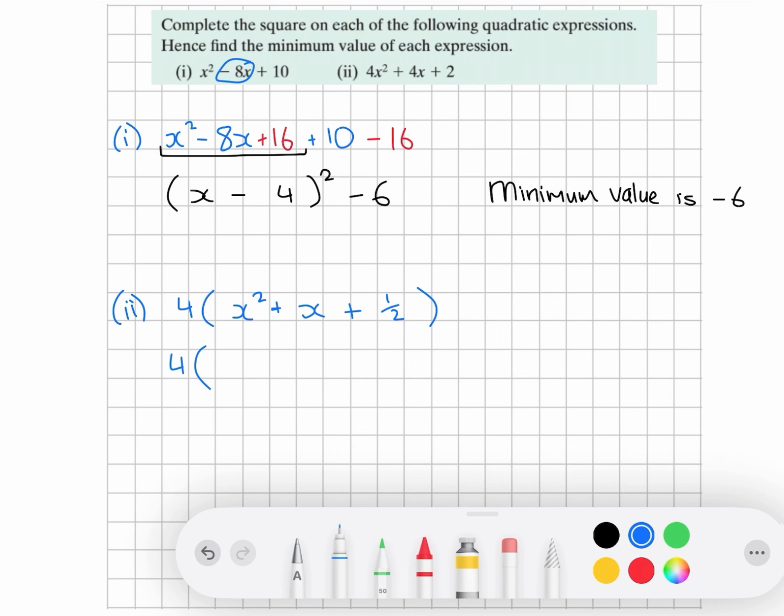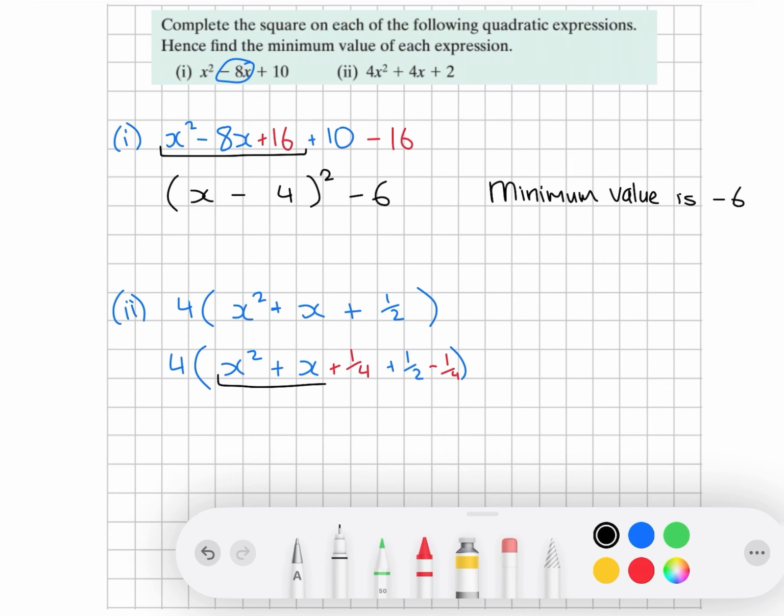I just keep the 4, but inside here, I can figure out what number I'm adding on and then taking away. The number in front of the x is 1. So if I half 1, I get a half. And if I square a half, I get a quarter, 0.25. So I'm just going to put it in as plus a quarter here. But then I also have to take it away again.